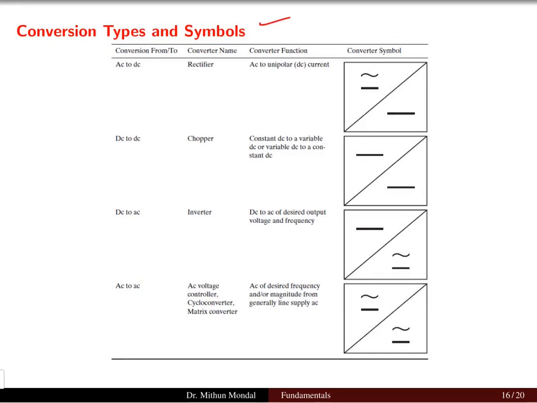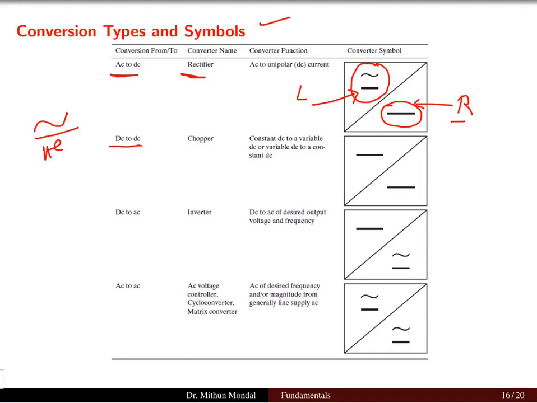Now these symbols, we have a box with a left part and a right part, and you can see that some signs have been given. Suppose we need to convert AC to DC, which is a rectifier operation. Then the AC supply is given in this form: a line with a sinusoidal signal is AC, and the output you are getting is DC, so the right part will have a straight line.